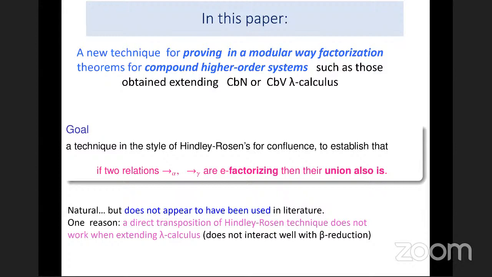So the idea is you have two factorizing relations and you can state conditions for saying their union is also factorizing. Following the Hindley-Rosen technique is quite natural, but it doesn't appear to have ever been used in the literature, at least of lambda calculus. And one reason is probably that a direct transposition of the technique does not work when extending lambda calculus, because it does not interact well with beta.